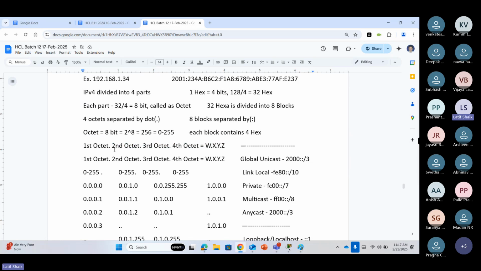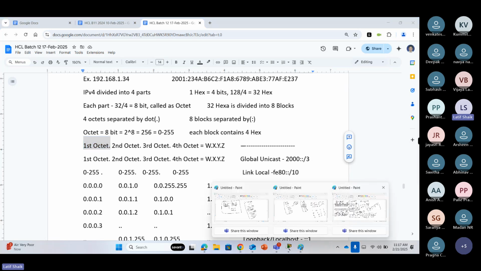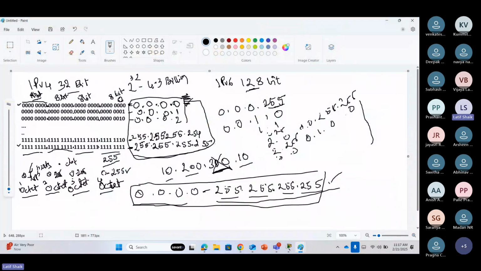Okay. So some people, for easy convenience, call the first octet W, the second octet X. The first octet they call W, X, Y, Z. In certain textbooks and websites, some people usually use this terminology. Okay, it is easy to remember, but the original word is octet only. You can use octet as well as X.